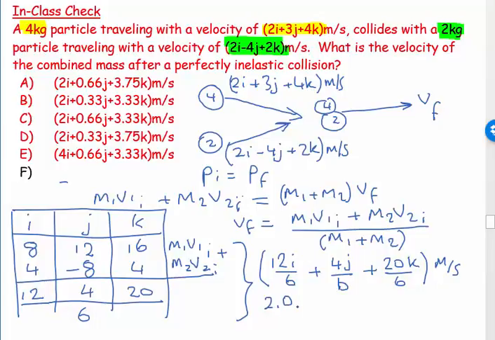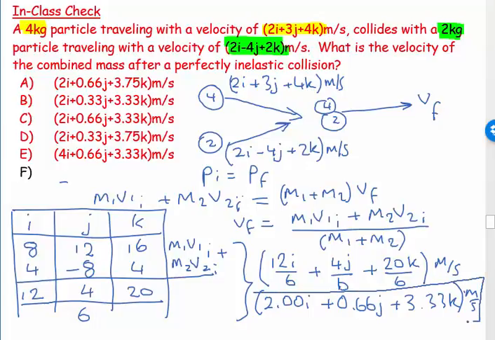So let's go 2.00i plus 0.66j plus 3.33k meters per second. So there's my final answer. And if I look, I can find that somewhere. 2 plus 6 points, there it is.